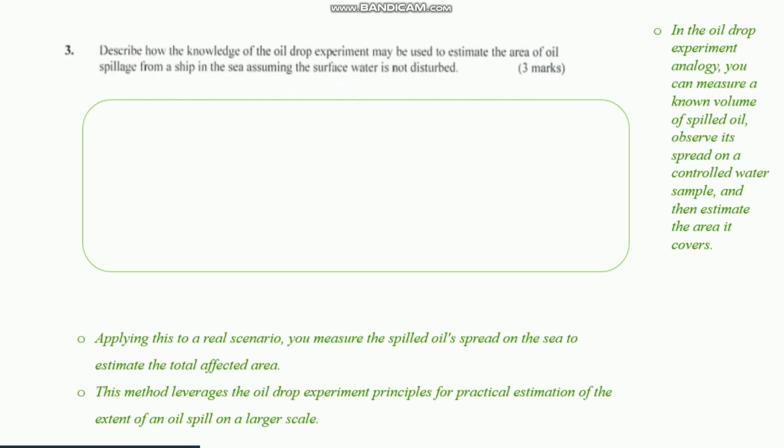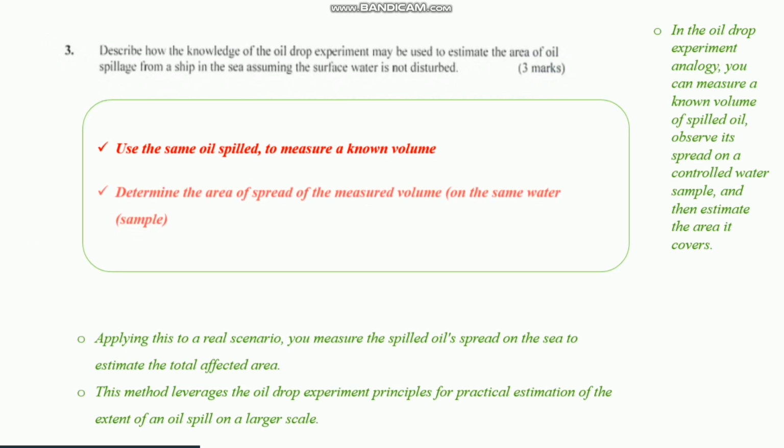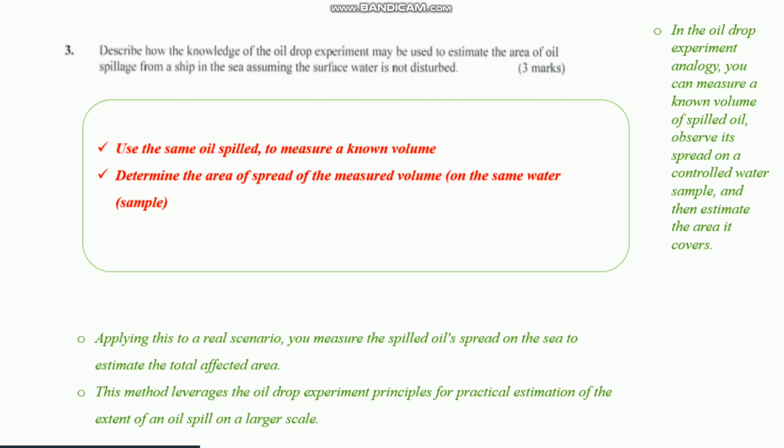This method leverages the oil drop experiment principles for practical estimation of the extent of an oil spill on a larger scale. Now the simple answer to this question is that you use the oil spilled to measure a known volume. You use the exact oil that is spilled on the sea and measure a known volume. That is the one that we'll be using to estimate. Then the next one is to determine the area or spread of the measured volume on the water sample. So you pick the water sample from the sea and drop that oil with a measured volume and measure the area over which that volume of oil spreads. Then the last one is to estimate the area spread on the sea. Using that analog, you can easily estimate the area of the oil spilled.